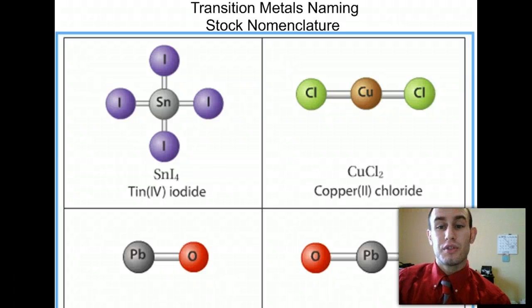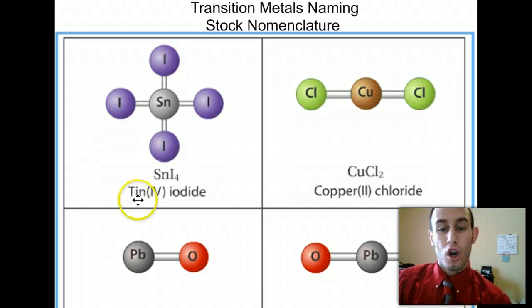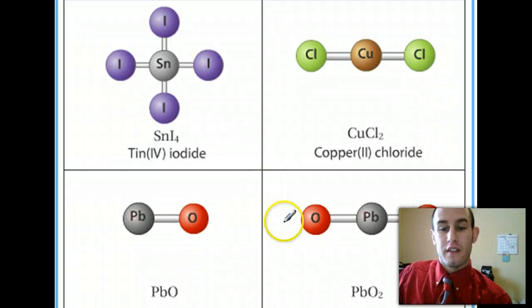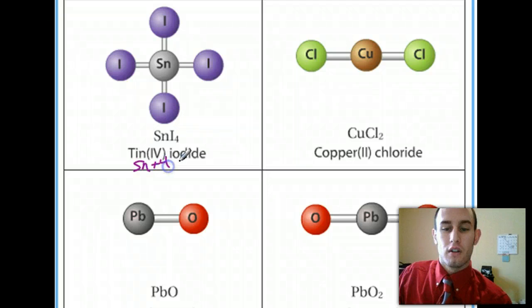Let's take some examples here of these transition metals, our d-block elements. Here's an example where we have tin(IV) iodide. Remember, this Roman numeral represents the charge on tin. So I know here that it's going to be Sn plus 4. Copper(II) is going to be copper plus 2. That's what the Roman numeral represents.